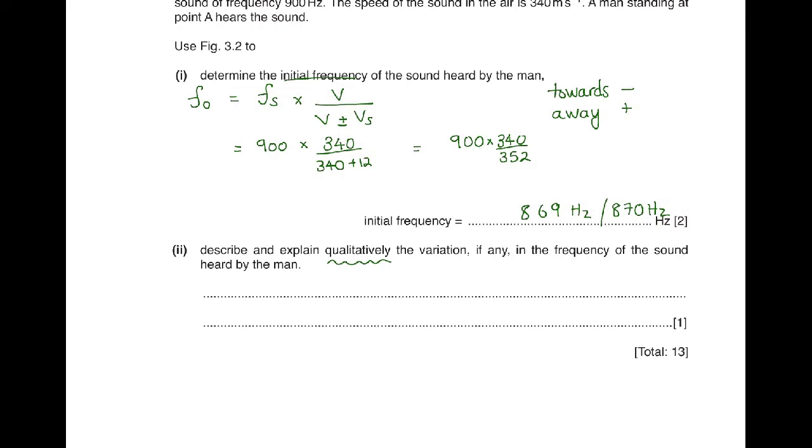You can either think of it in terms of physics and say if her speed is decreasing, then the difference between the observed frequency and the source frequency will decrease. She'll hear closer and closer to the 900. Or you can think about it mathematically and think what happens as this number 12 decreases. What does that do to the fraction? But I'm just going to say here, the frequency of the sound increases because her speed decreases.